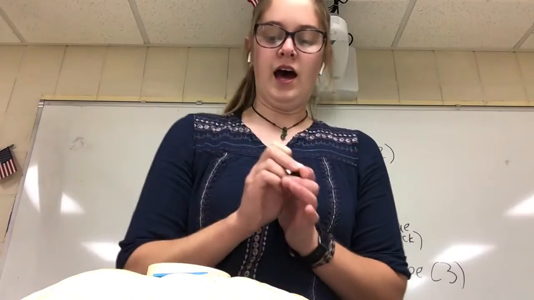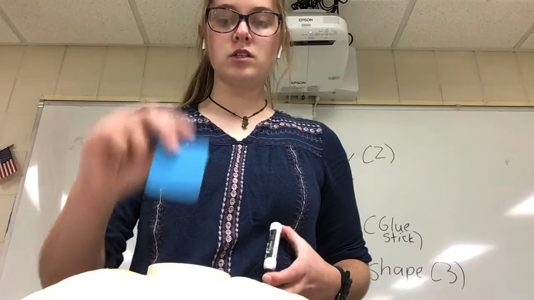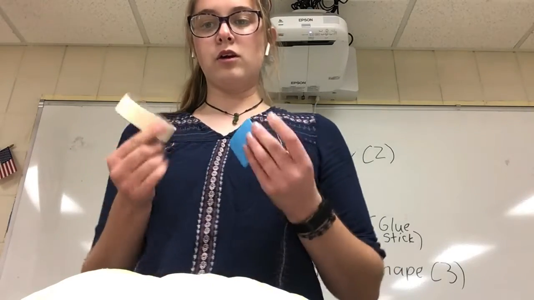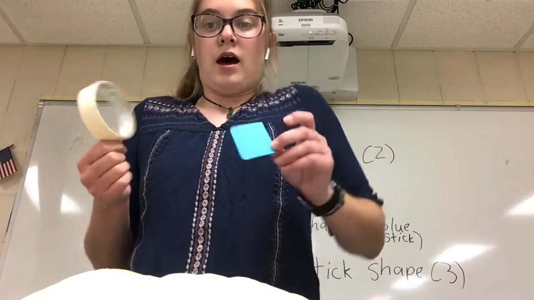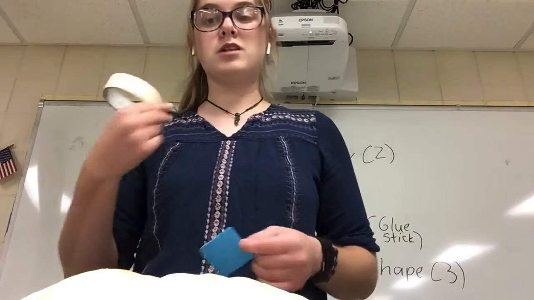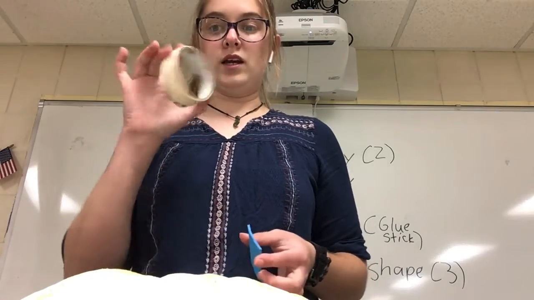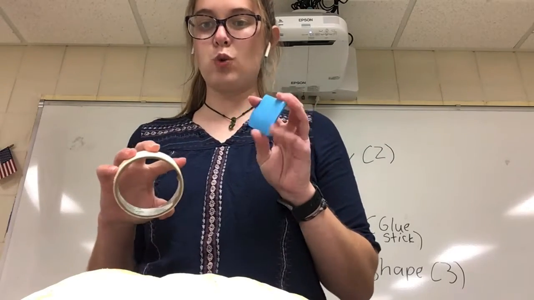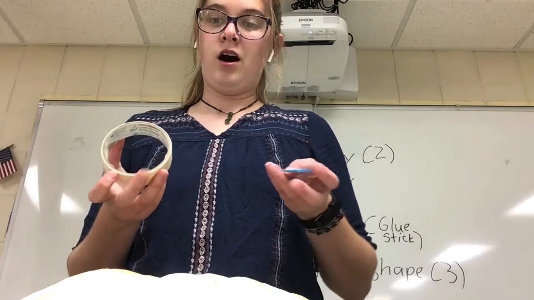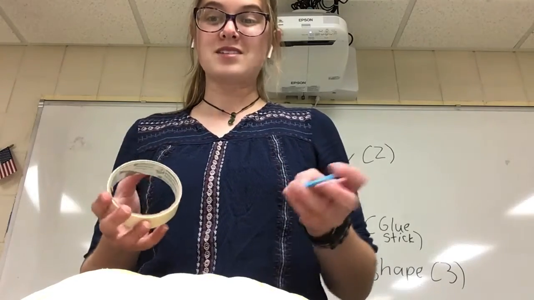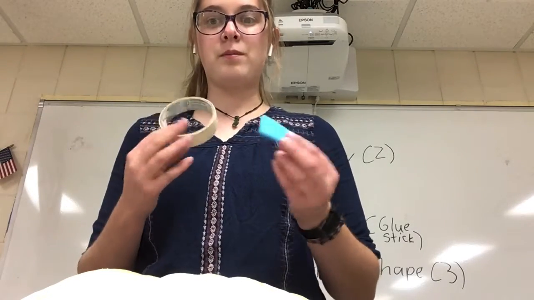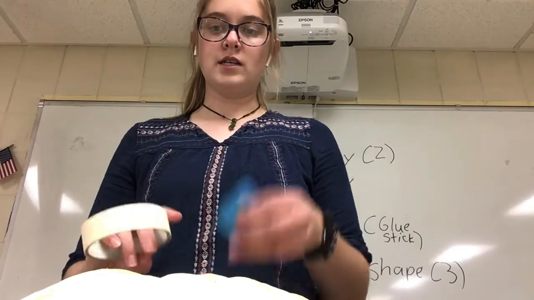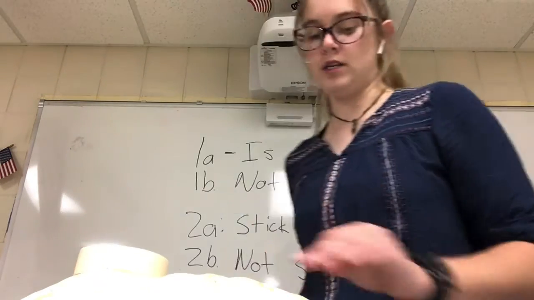So now I have a Post-it note and I have a roll of tape. If I look at some of the differences, I could do, if it's blue, it's a Post-it note. I can do, if it is round, that it's tape. And if it's square, it's a Post-it note. I can do a lot of things. I think I'm going to go with, if it is round, it's tape. And if it's square, it's a Post-it note.